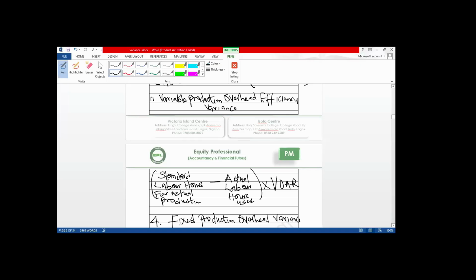Calculated as standard labor hours for actual production. Please monitor that thing very well. Standard labor hours for actual production minus actual labor hours. You are going to get the difference in hours multiplied by variable overhead absorption rate per hour.